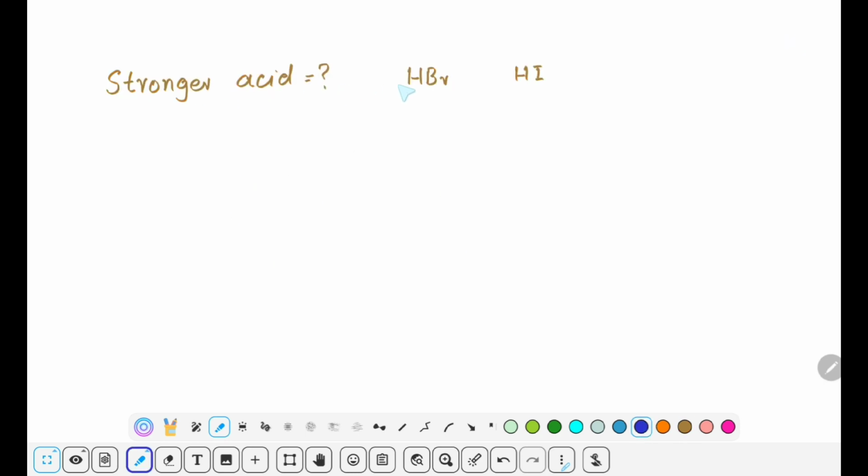The question here is which acid is stronger, HBr or HI? Remember, these are binary acids of hydrogen, and binary acids of hydrogen have a periodic trend. While moving from left to right in a period, the acid strength increases, and the acid strength also increases moving from top to bottom in a group. If we look at the period, we get carbon, nitrogen, oxygen, fluorine. In the halogen group, we get fluorine, chlorine, bromine, and iodine.